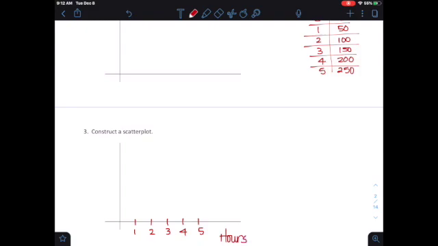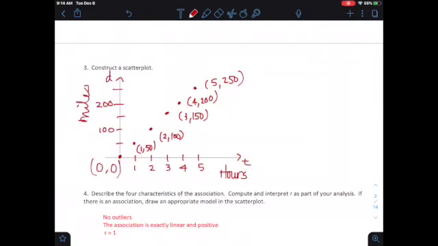So pause your video, and as you're looking at the graph, that's the scatter plot. And if you connect them, it's actually exactly a line.